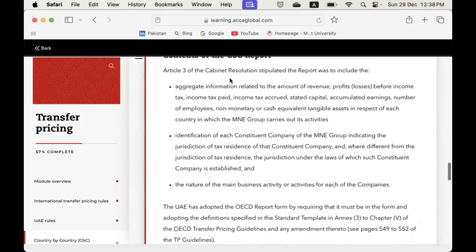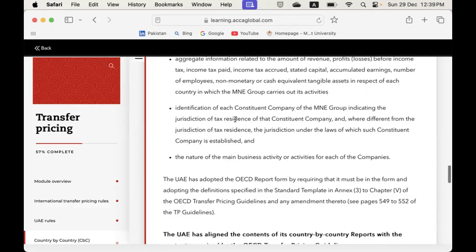Article 3 of that cabinet resolution requires that report to include aggregate information related to the amount of revenue, profits or losses before income tax paid, income tax accrued, stated capital, accumulated earnings, number of employees, non-monetary or cash equivalent tangible assets in respect of each country in which the MNE group carries out its activities. Identification of each constituent company of the MNE group, indicating the jurisdiction of tax residence of that constituent company.